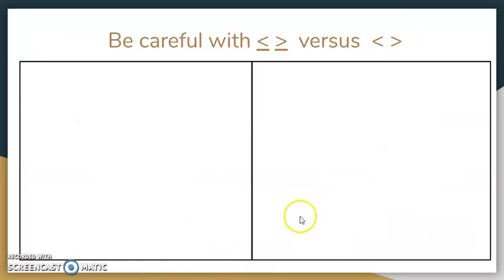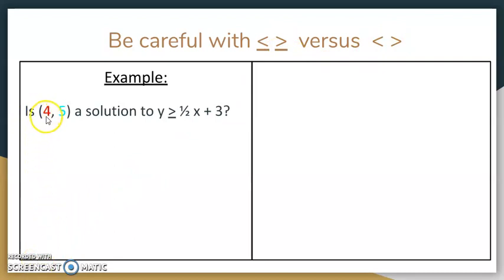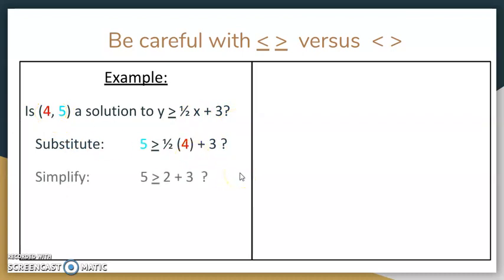It really is that simple, but I do want to point out one super important thing, and we have to be really careful with our greater than or equal to's versus our greater than, or our less than or equal to versus our less than's. Let's see what I mean by that. Here's another example. Is the point 4, 5 a solution to y is greater than or equal to 1/2 x plus 3? Just like before, same procedures. I'm going to plug in and simplify, and you can see as I simplify that 5 is indeed greater than or equal to 5. 5 is equal to 5. Therefore, this is a true statement.